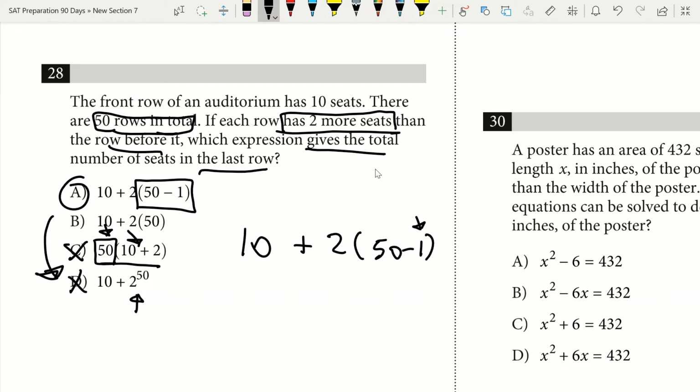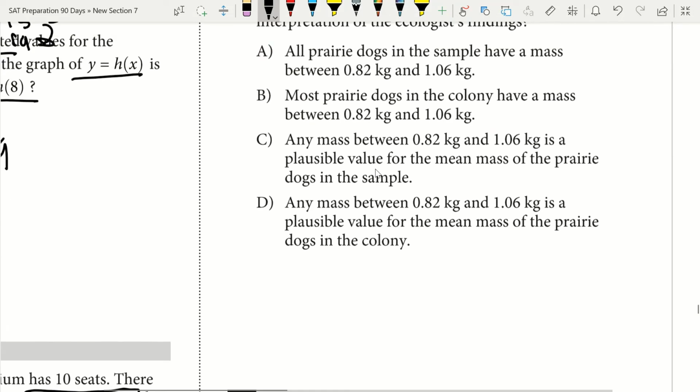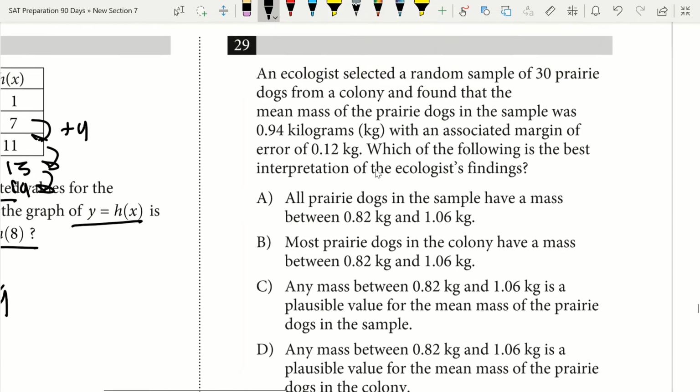As far as B, B would be just if you forgot to subtract your first row. B was the answer you would get if you forgot to subtract that first row you start with. So the answer for 28 there is going to be A. That one is just making sure you remember that you start with 1 row, so you subtract that from the amount that you're multiplying by.